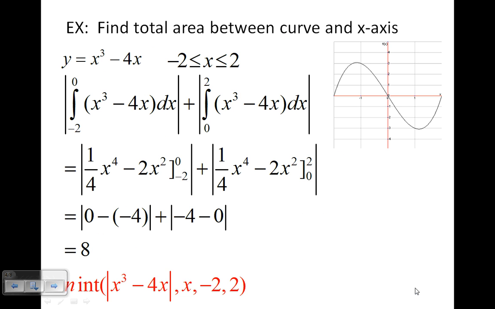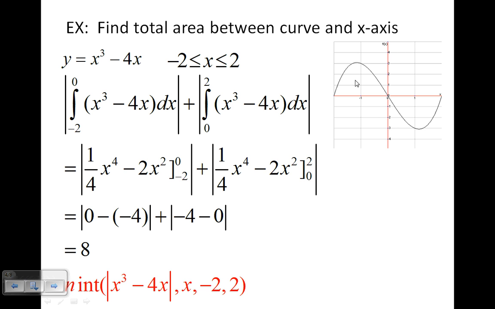Okay, so for this one, it's asking for total area between the curve and the x-axis. It's a cubic. I can tell if I factor x out of this function, I'd have x times (x squared minus 4). So I know it's going to go through the origin since x is one of the roots. I went ahead and graphed it, and sure enough, between -2 and 2, it's going to be nice and symmetrical.